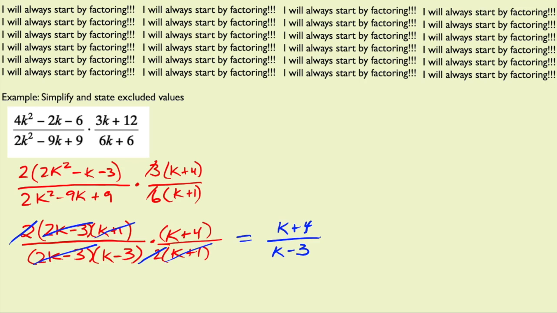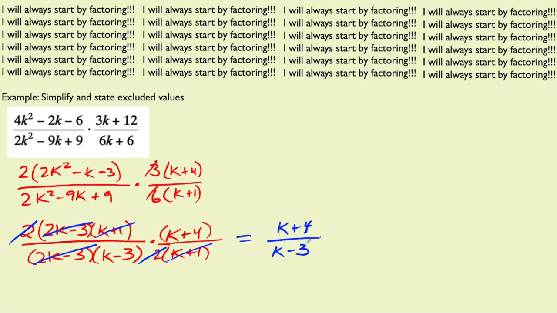Again, if you tried to multiply this out, it's going to get ugly. But if you factor and then cancel, you get this nice expression here. Okay, so always start by factoring. And then once you factor it, look for things to cancel out that are in the numerator and denominator.